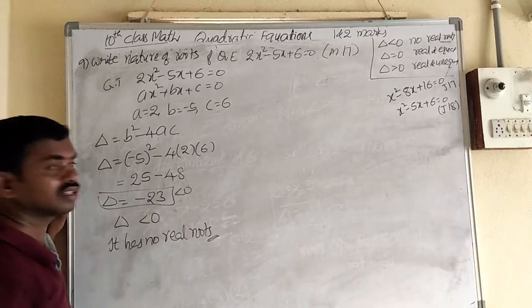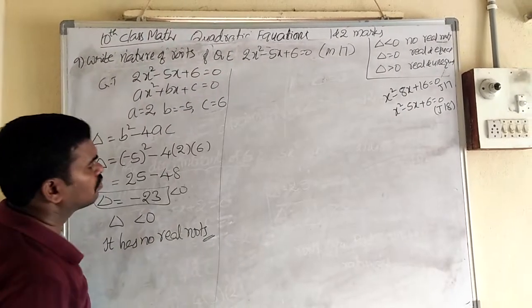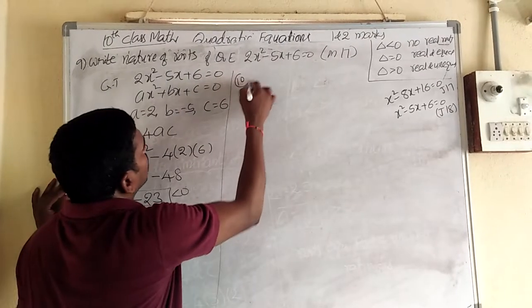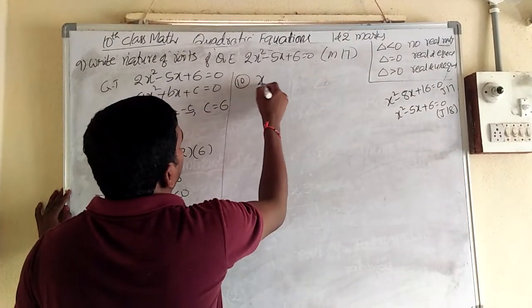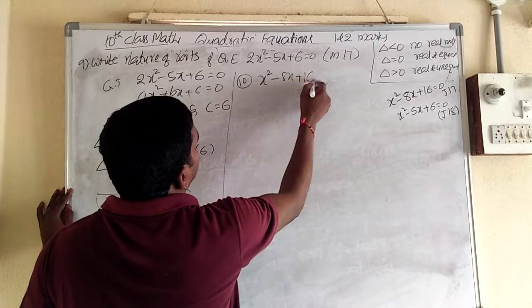So this is the most important. I'm taking one more question. Suppose the 10th one. What is the 10th one? Find the nature of roots of x square minus 8x plus 16 equals 0.